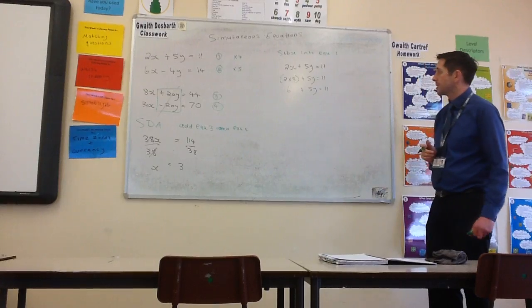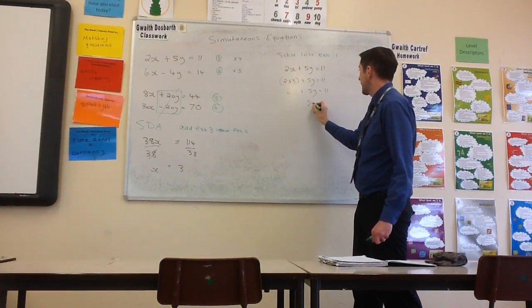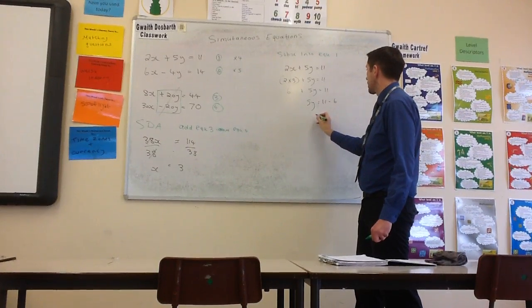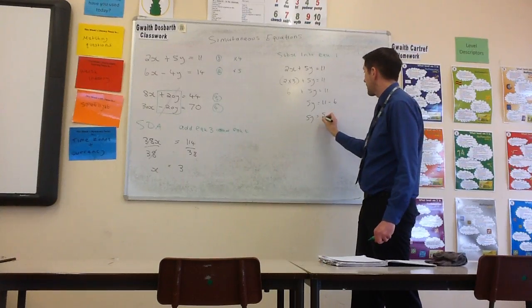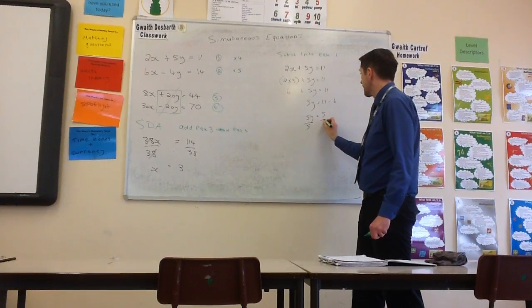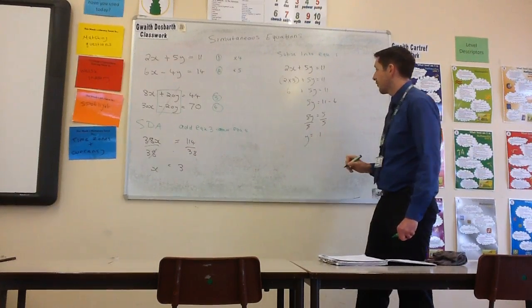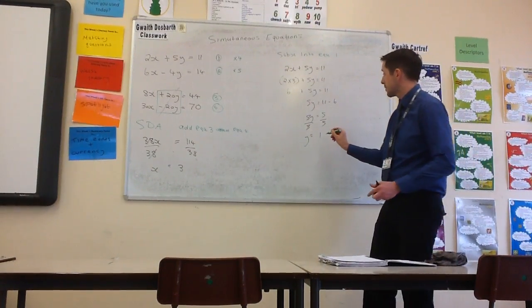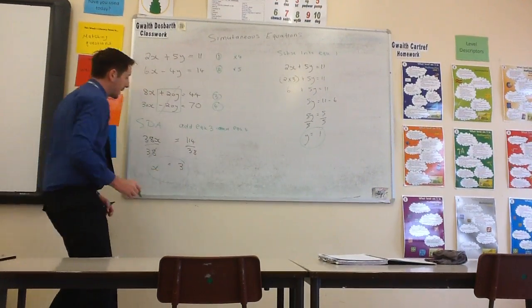We can now solve this equation, getting 5y on its own, so 6 here becomes negative, so 11 take away 6. 5y equals 11 take away 6, which is 5. Divide both sides by what's in front of the y to get y on its own. 5 divided by 5 is 1. So we've solved the simultaneous equation. We have found y to be 1 and we have found x to be 3.